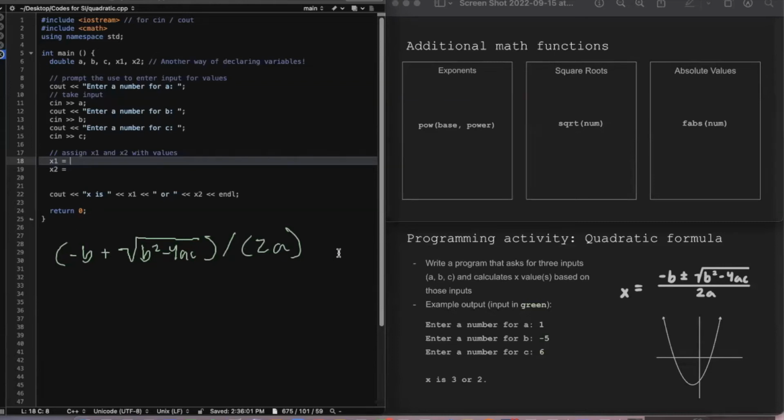So remember, parentheses, they're a thing in C++. Parentheses are going to just change the order of operations just like they do in math. So first thing I see is negative b. Well, that's negative b. And then a plus. Now, how would I write the square root of some value?